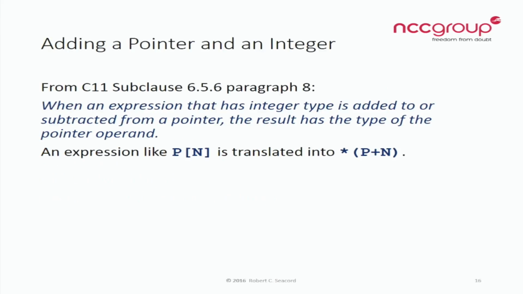Okay. So this is the fun one that we wound up reporting that the Plan 9 developers had an issue with. So C11 basically says that if you have an expression where you add or subtract an integer from a pointer, the result has the type of the pointer operand. So that's generally pointer arithmetic. And expressions where you use the array notation basically translate into a pointer arithmetic expression where you add the pointer to the scaled integer size and then dereference it. So it's just a sort of thin veneer for pointer arithmetic.